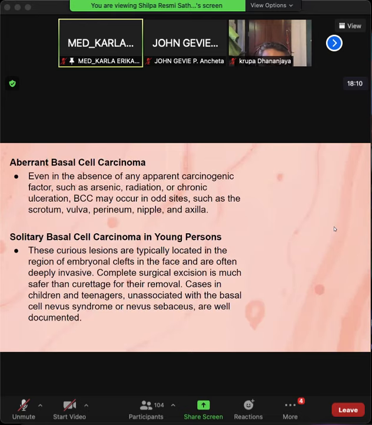So, aberrant BCC. Even in the absence of any apparent carcinogenic factor, such as arsenic, radiation, or chronic ulceration, BCC may occur in odd sites, such as the scrotum, vulva, perineum, nipple, and axilla. Solitary BCC in young persons: these curious lesions are typically located in the region of embryonal clefts in the face and are often deeply invasive. Complete surgical excision is much safer than curettage for removal. Cases in children and teenagers associated with basal cell nevus syndrome or nevus sebaceous are well documented.